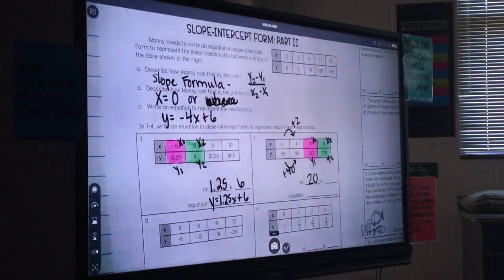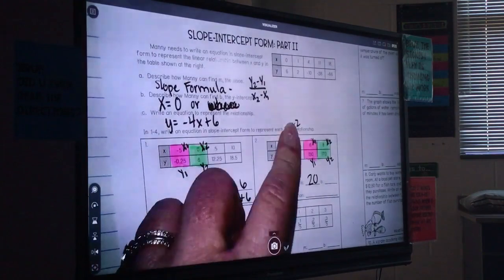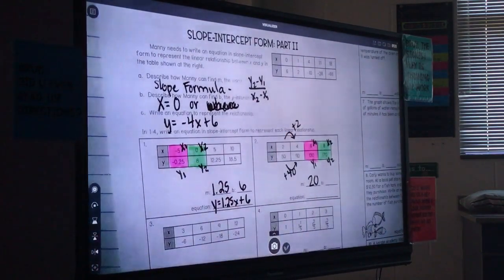Isn't that my slope? No, 20 is your slope. That's how much. Well, technically 40 over 2 is, yes.